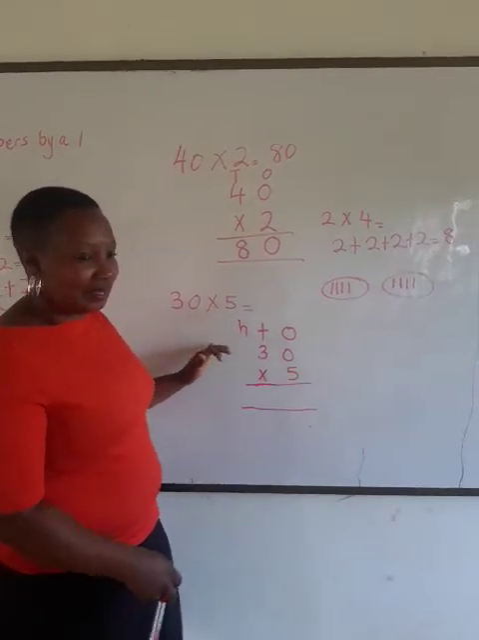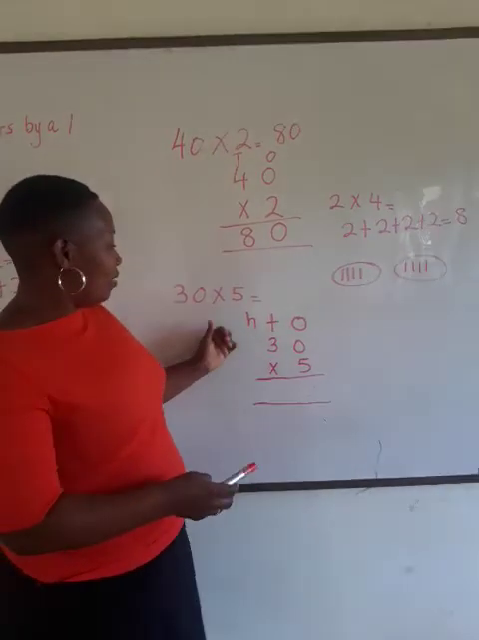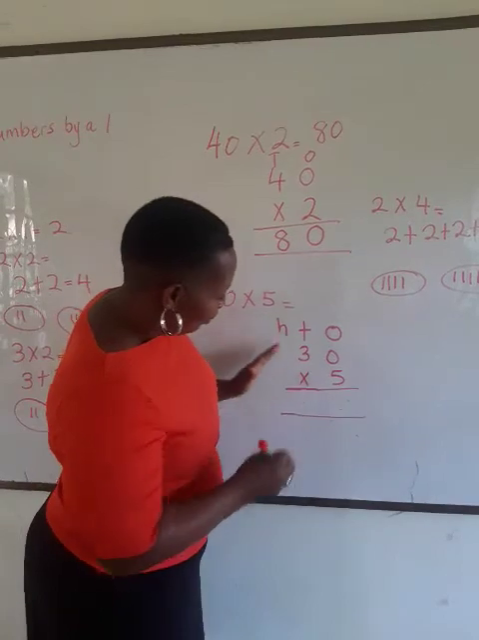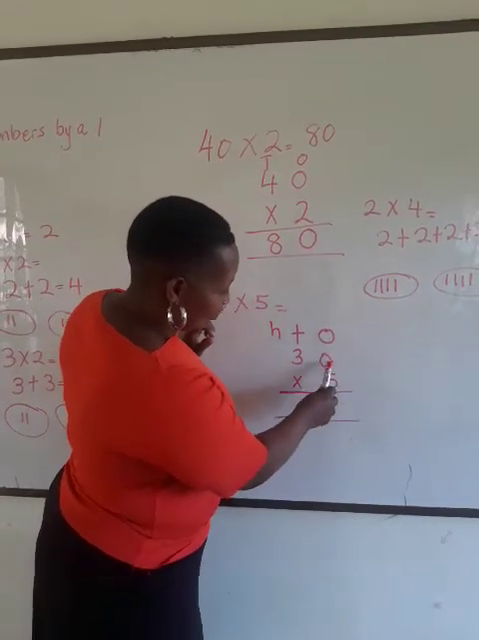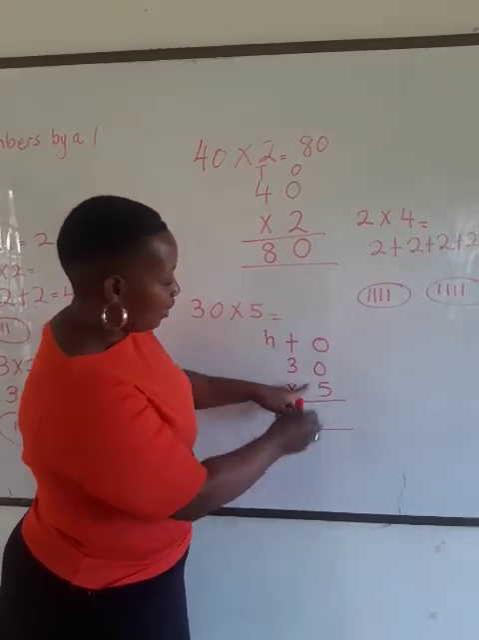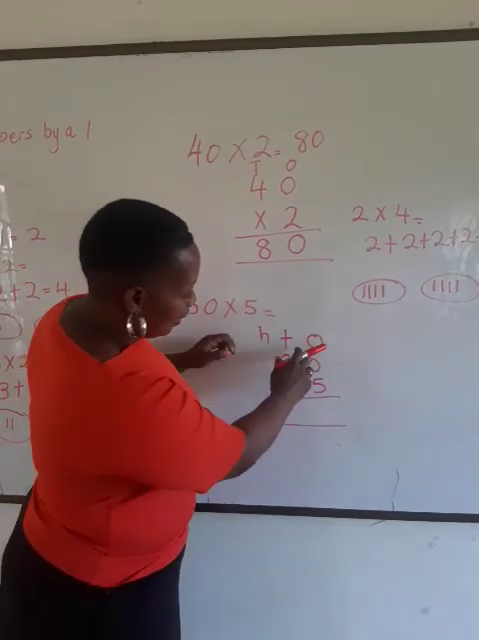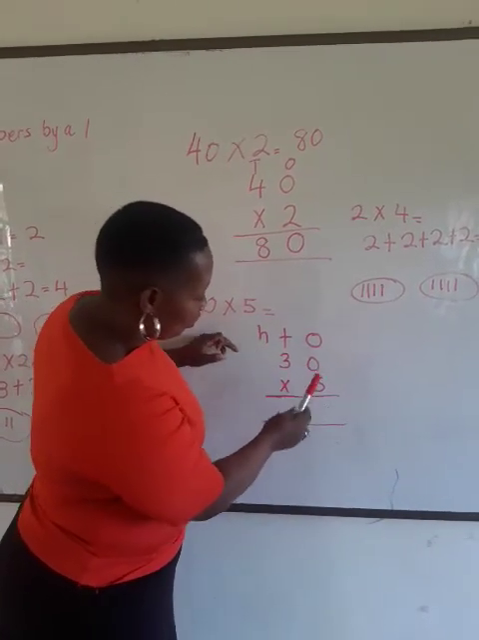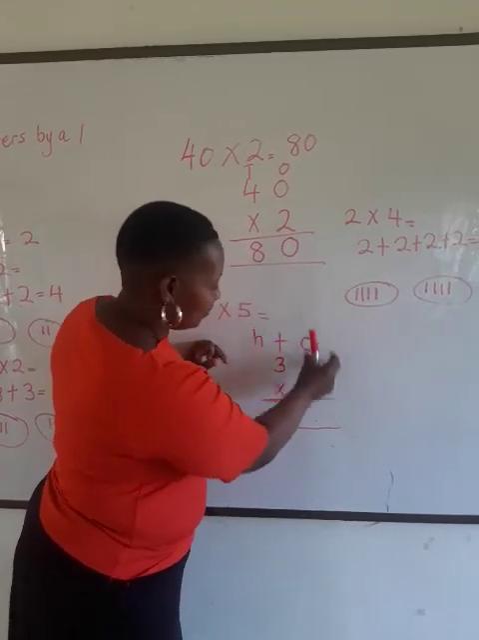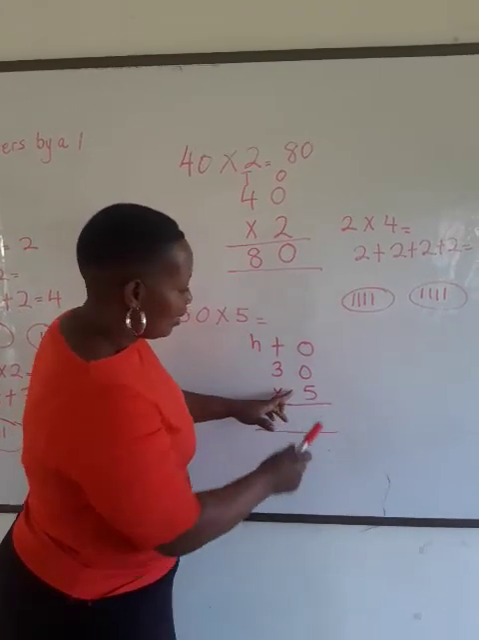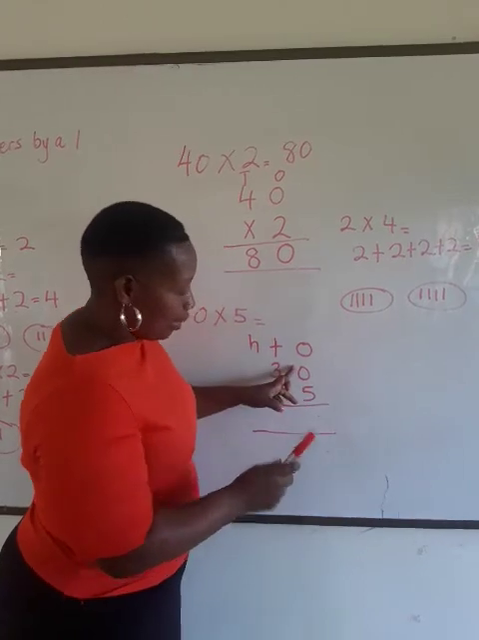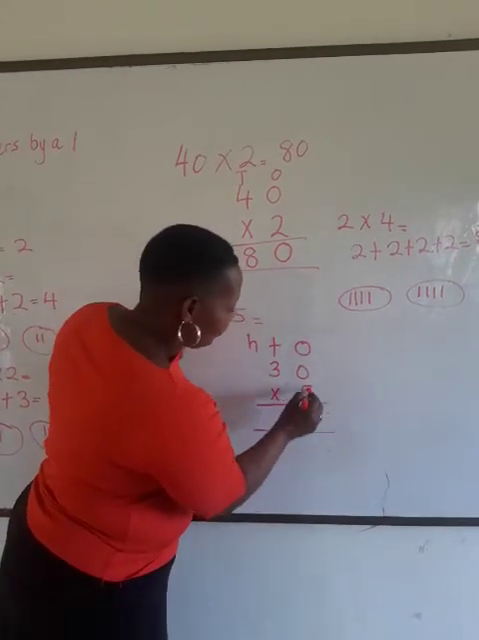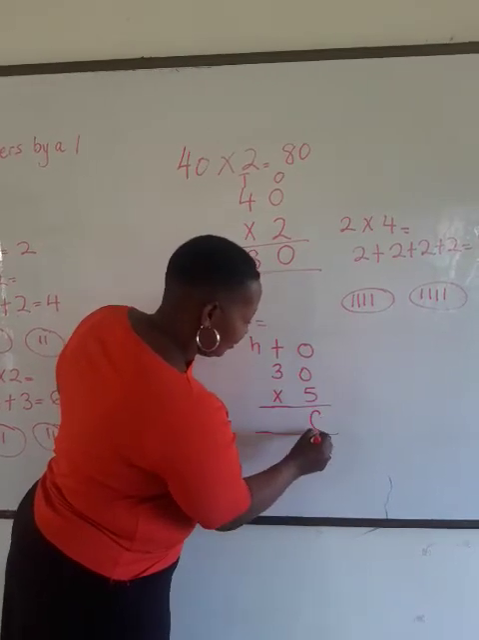Now let's try a challenge one. We have 30 times 5. So we already have the 30 times 5 written here. And the place value, we have the ones, the tens and hundreds. So we deal with the ones first. Don't forget that. 5 times 0, any number times a 0 is a 0. So 5 times 0 is a 0.